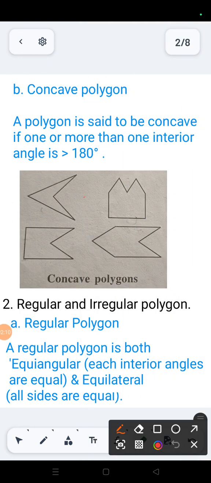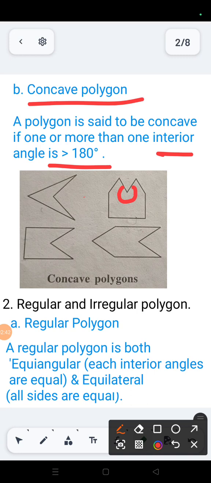Now come to the next, concave polygon. What is the definition of concave polygon? A polygon is said to be concave if one or more of its interior angles is greater than 180 degree. So in a concave polygon, at least one angle should be greater than 180 degree, or the angle between 180 to 360 degree. This angle is called the reflex angle.